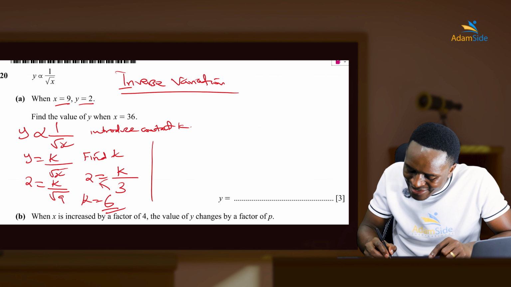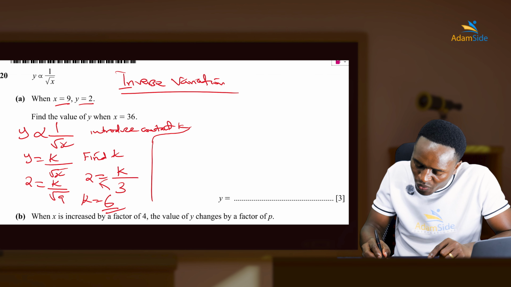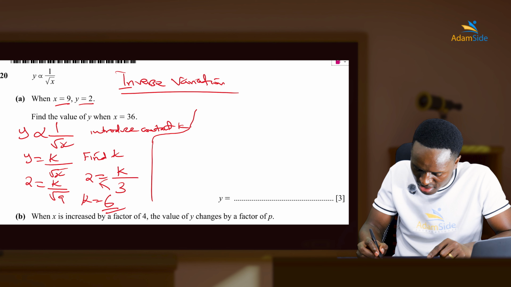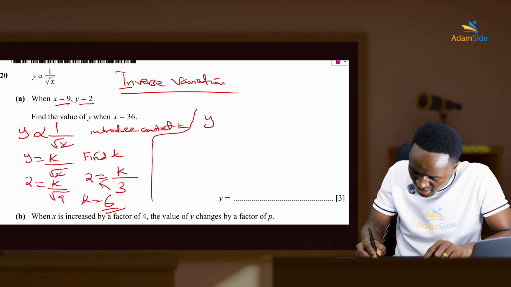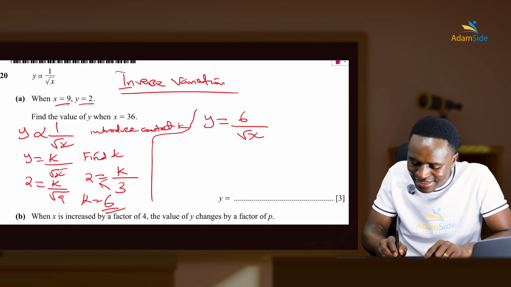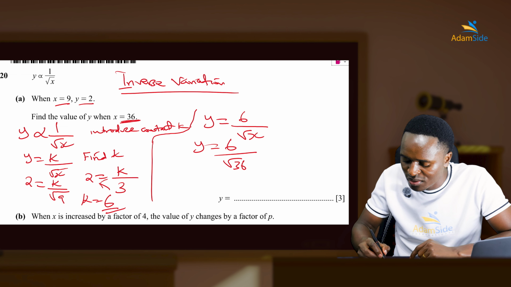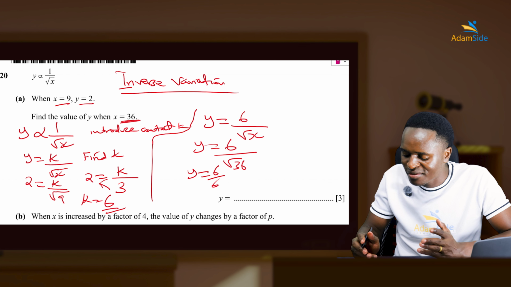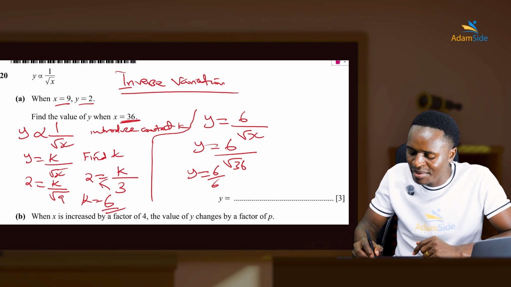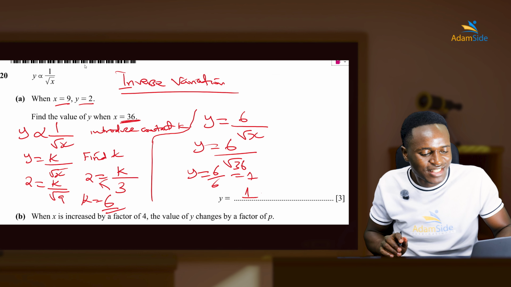After finding that, write your formula with the value of k mentioned. So y is equal to 6 over root x. Now find the value of y when x is 36. y is equal to 6 over root 36. So what will be your answer? y is equal to 6 divided by 6. The square root of 36 is 6. 6 divided by 6 is 1. So y is equal to 1. Wow, amazing.